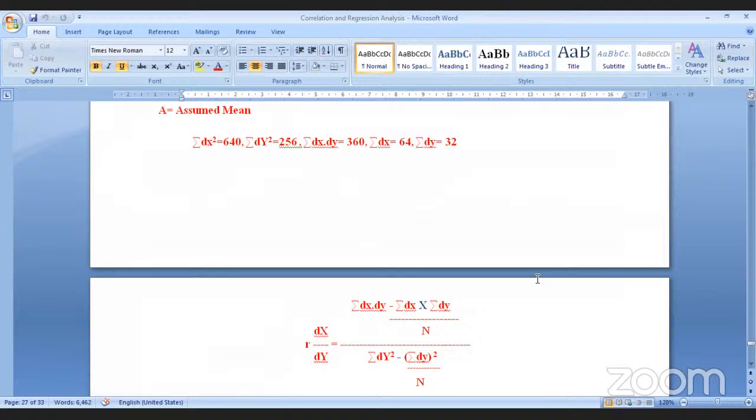Sigma dx square is equal to 640. Sigma dy square is equal to 256. Sigma dx into dy is equal to 360. Sigma dx is equal to 64. Sigma dy is equal to 32.